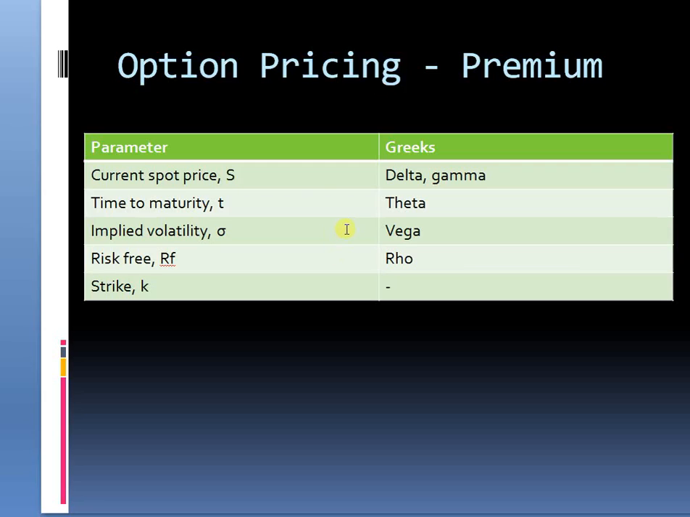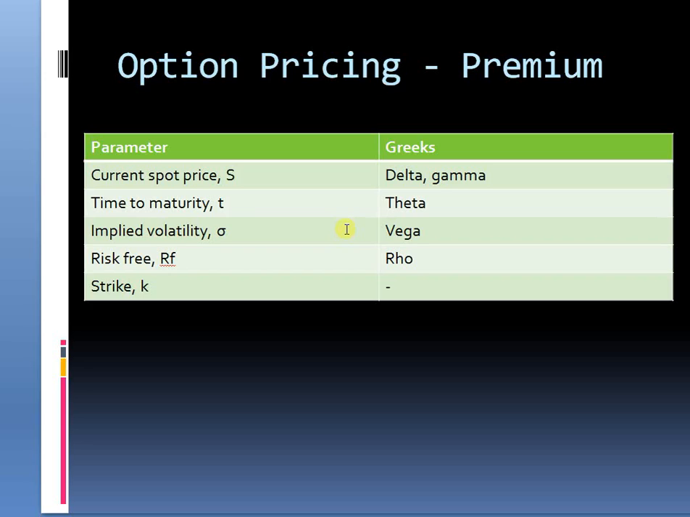Hi, today we are going to talk about option Greeks. Recall in the last lecture we spoke about option pricing, whereby we introduced several parameters that go into option pricing, namely the option price, the current stock price, time to maturity T, implied vol sigma, risk-free rate R, and strike K. Today we want to talk about option Greeks.